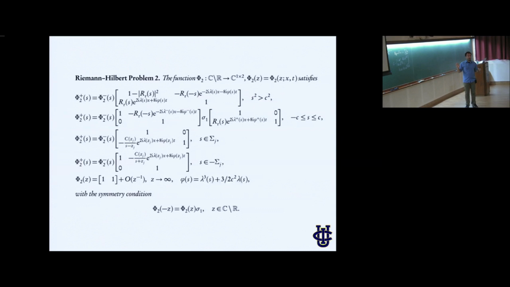You have different contours. You have different oscillatory jumps on different pieces. On, say, minus infinity to minus c, I have one jump. From c to infinity, I have another jump. But in between, I have something that actually twists it with this sigma 1, which is this. So you have discontinuous jumps, and you have to regularize them in a very specific way.